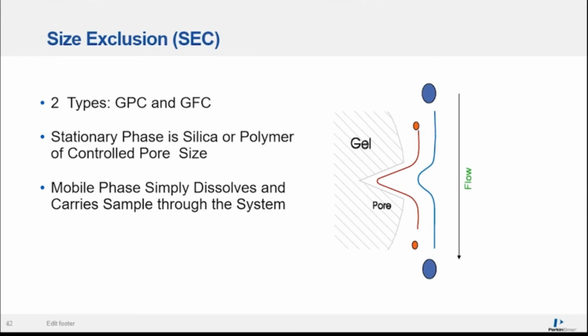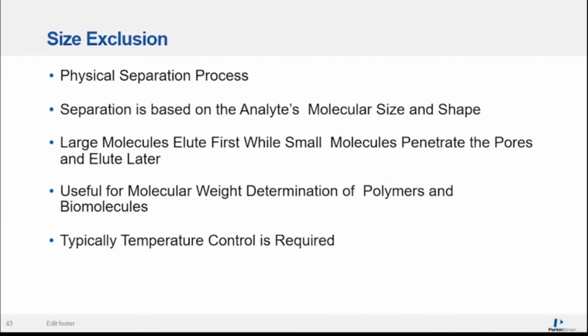So you really use only one mobile phase. You control the pore size, or the size of the holes, in your stationary phase. And your molecules travel in and out of those pores. So again, this is a physical separation technique. The separation is based on the size and shape of your compounds. This is very different, again, than the other forms, because here, your large molecules will always elute first because they cannot penetrate the pores. And the large molecules will then be followed by smaller molecules.